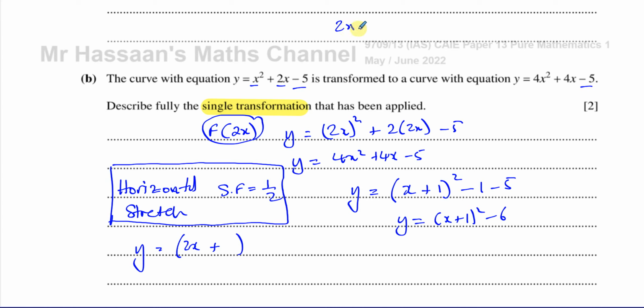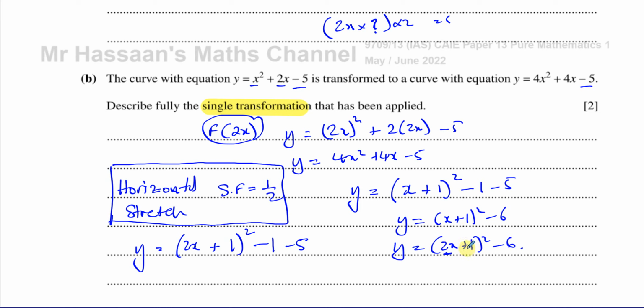So 2x times something, times 2, is going to give me 4x. That must be a 1. So that's 2x plus 1 squared. That's going to give me 4x squared plus 4x. But then I have to take away the 1. And then I've got minus 5. So this gives me y equals 2x plus 1 squared minus 6. So we can see the only transformation that's taken place here is that you multiplied the x inside the function by 2. Everything else stayed the same.